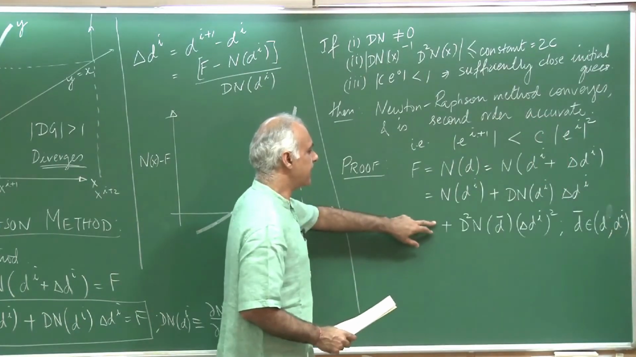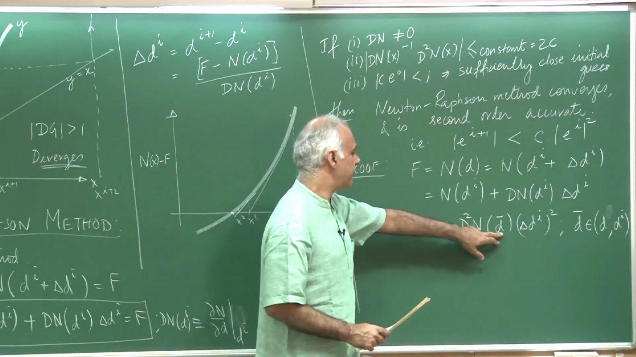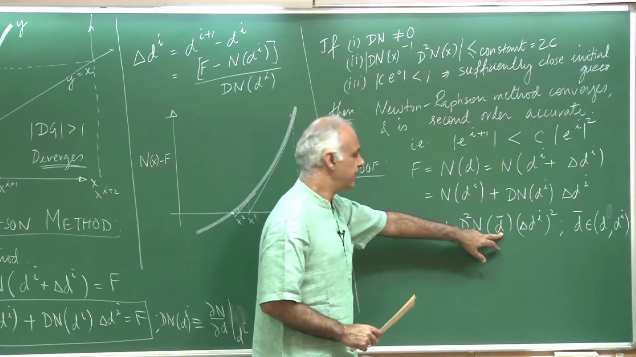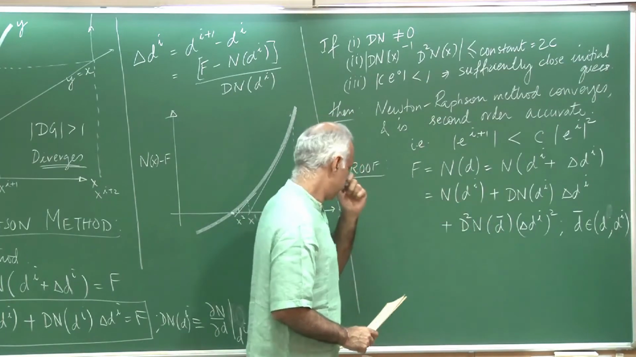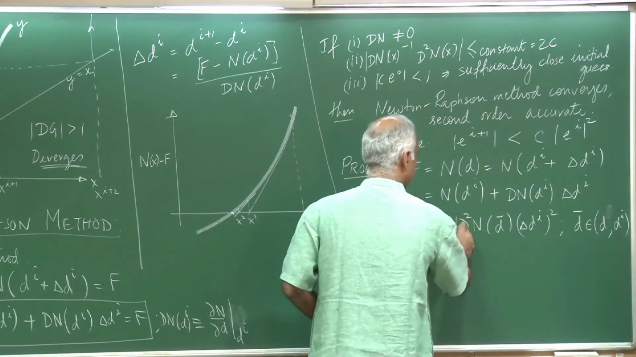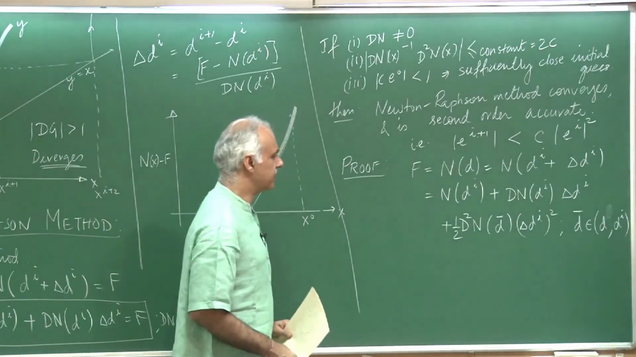So this is exact because I have written down the second derivative at a point which is intermediate between d and d_i. In fact, there is a half which is missing here. There should be a factor of 2 here. Sorry about that.